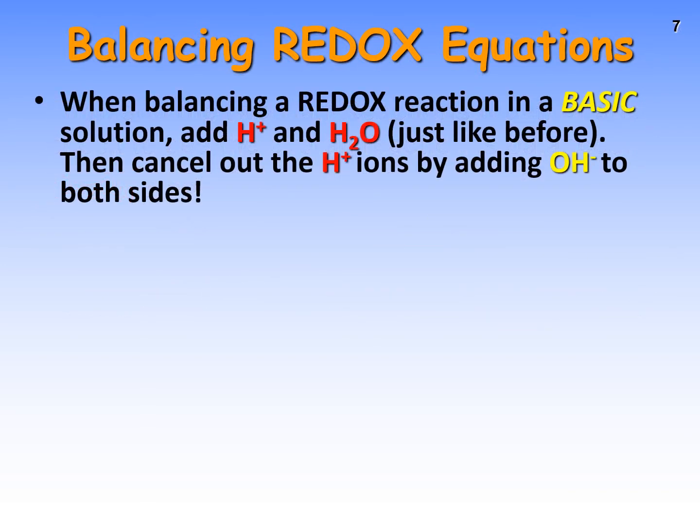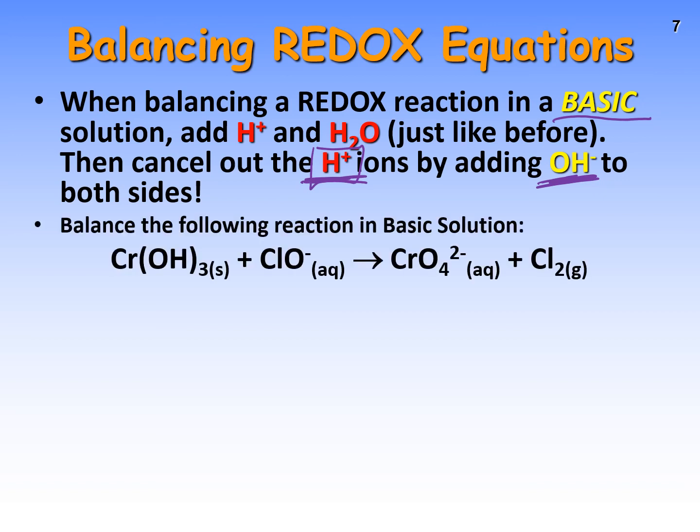So let's talk about doing this in basic solution as opposed to acidic. How is that different? Really, there isn't much difference. We just have an extra step at the very end. We're going to balance in acidic solution first, and then we're going to add OH- to both sides of the reaction. The number of OH- that we add at the very end is going to be equal to the number of H+ that we currently have. So let's do an example.